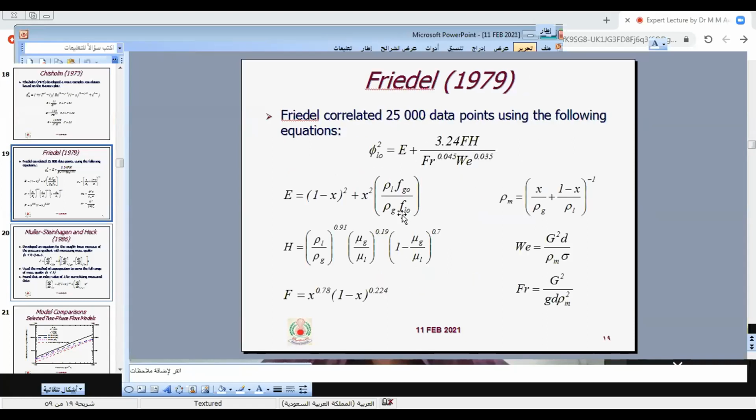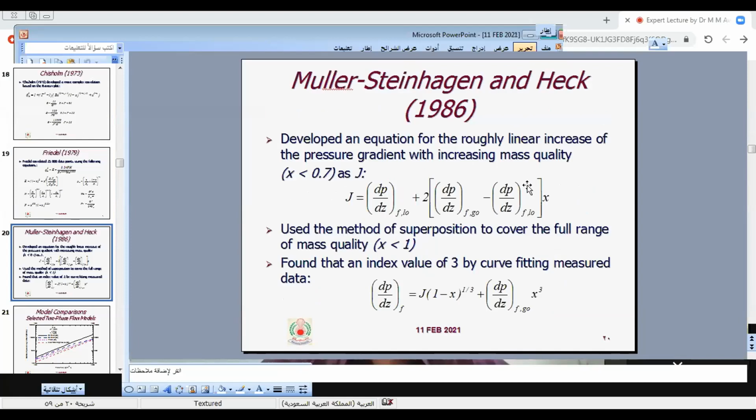In 1979, using curve fitting of a data set consisting of about 25,000 data points, this correlation was developed as a function of different parameters like Weber number, Froude number, and dimensionless numbers like F and H, and the definitions are here. Some researchers from Germany, Mueller and Heck, in 1996 also developed a correlation for pressure drop, where the equation appears in these 2 slides.